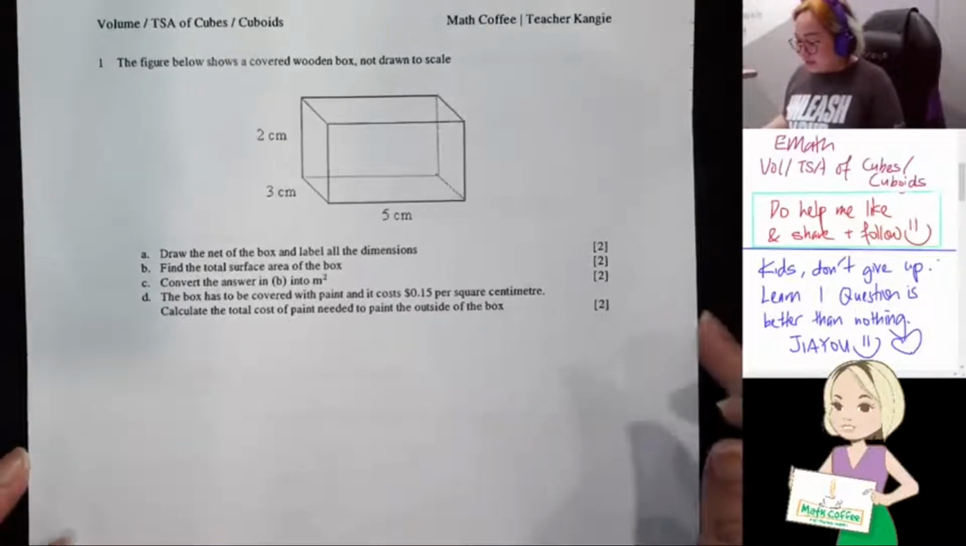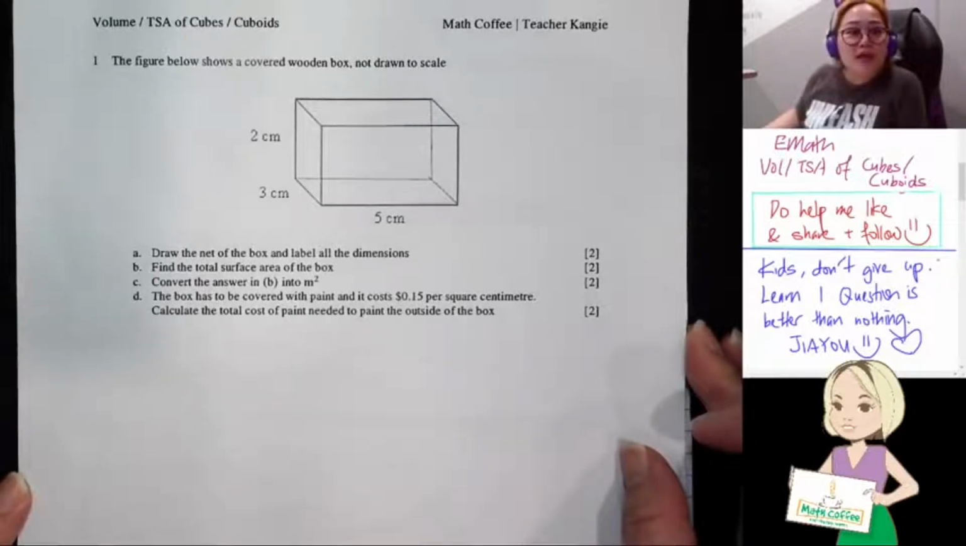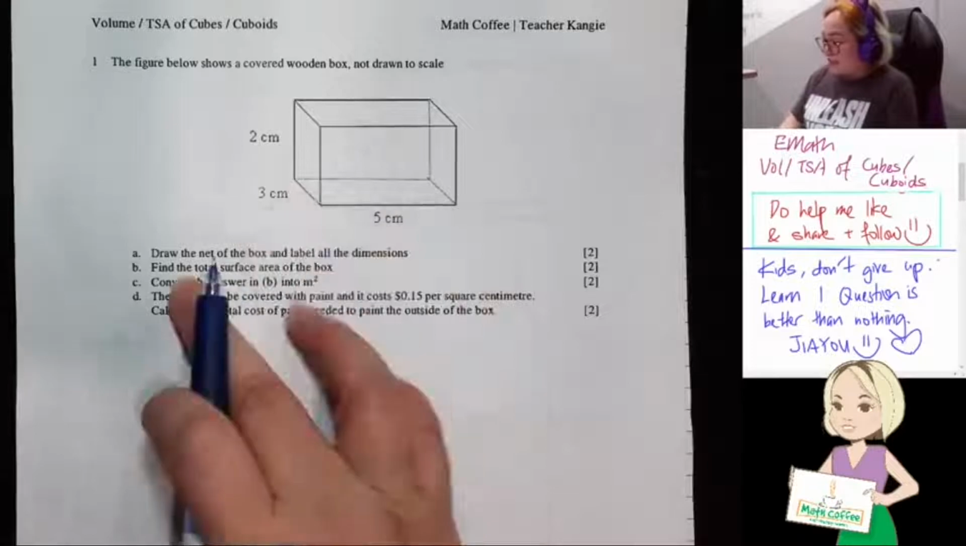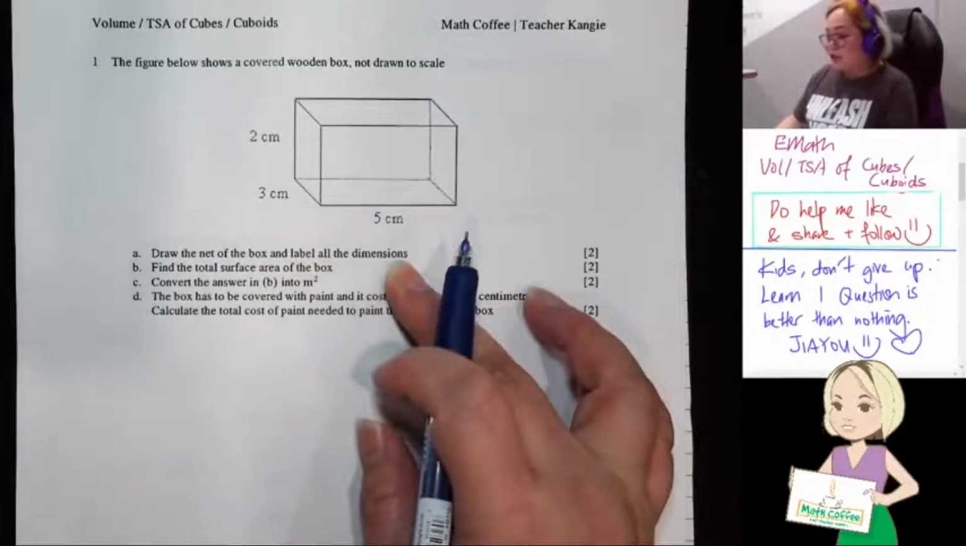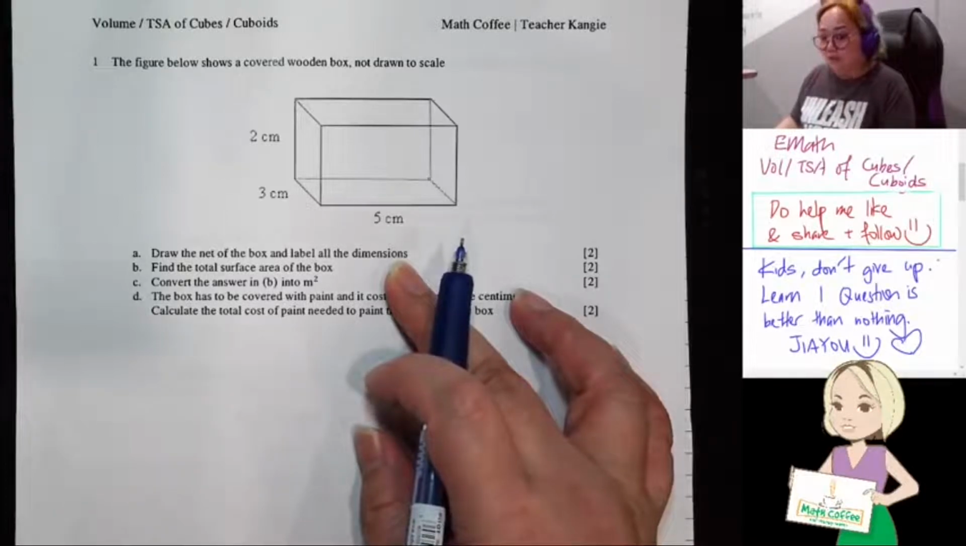Okay, let's take a look. The figure below shows a covered wooden box, not drawn to scale. Draw the net of the box and label all the dimensions. By drawing the net, it's easier for you to see how many faces there are, and then it's easier for you to find the total surface area of the box.